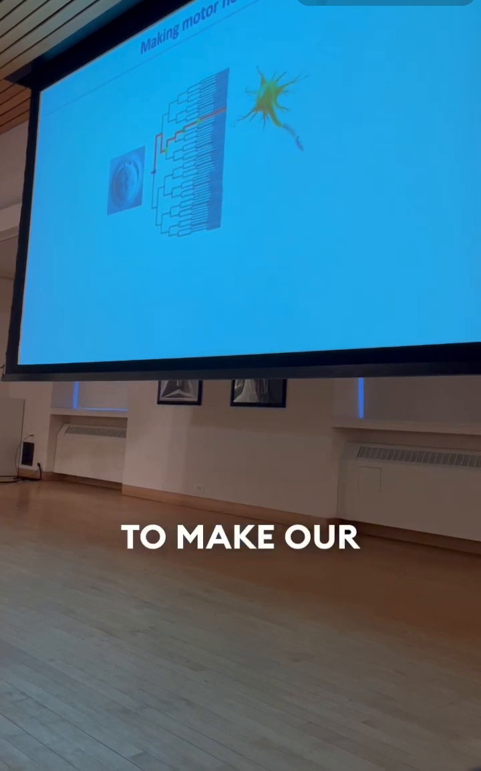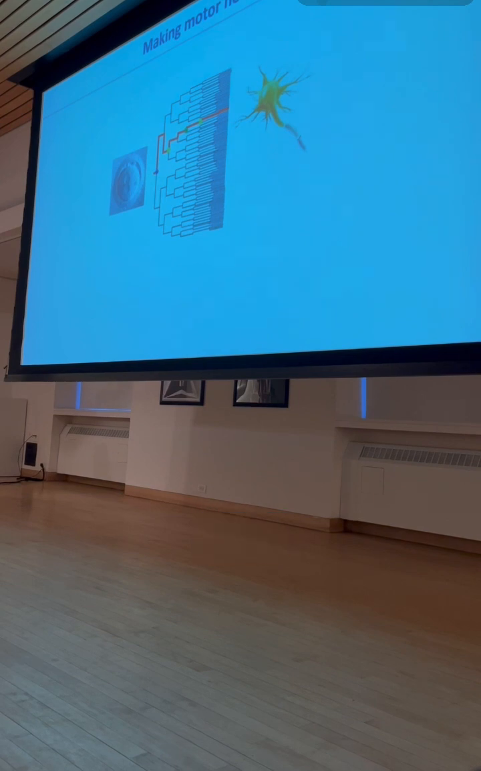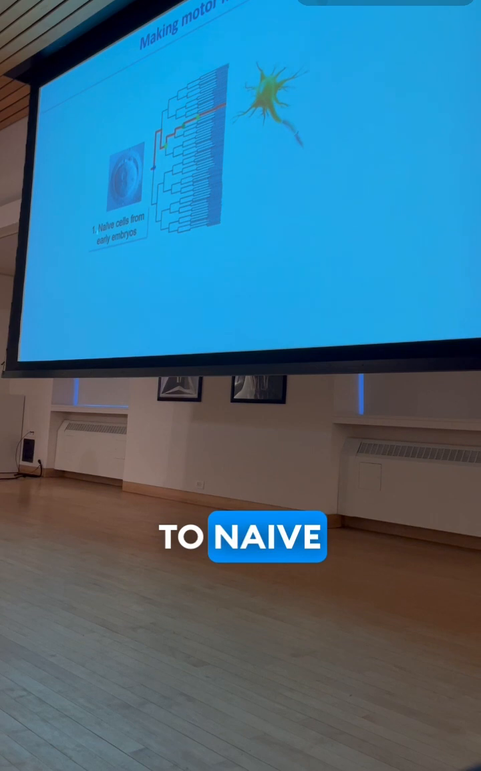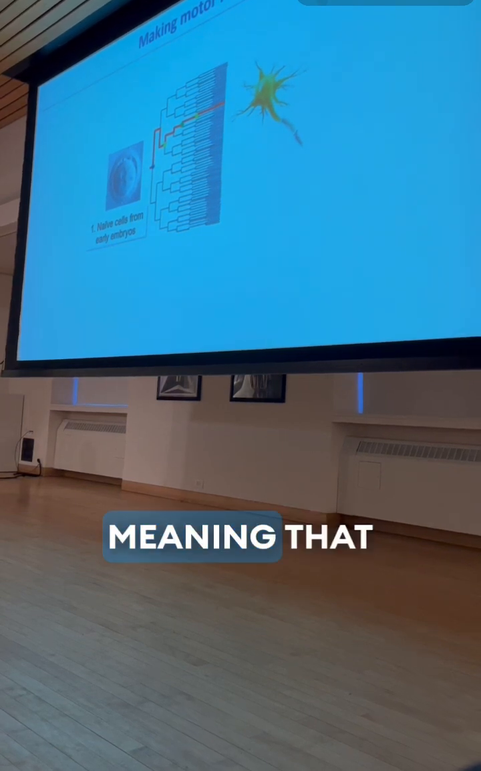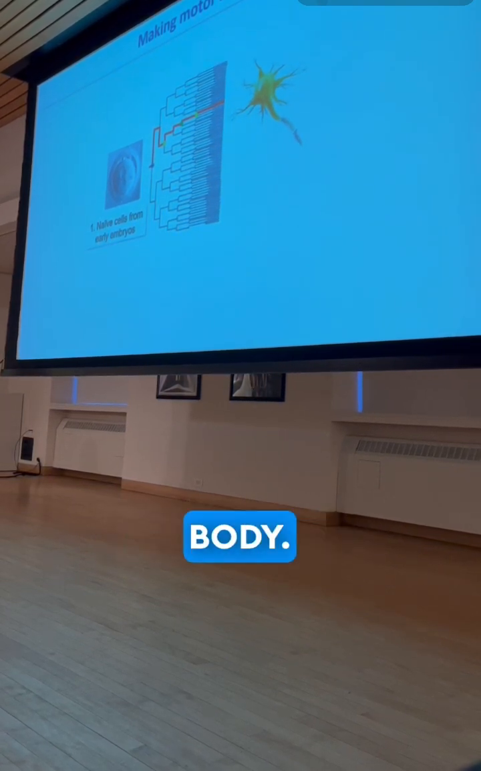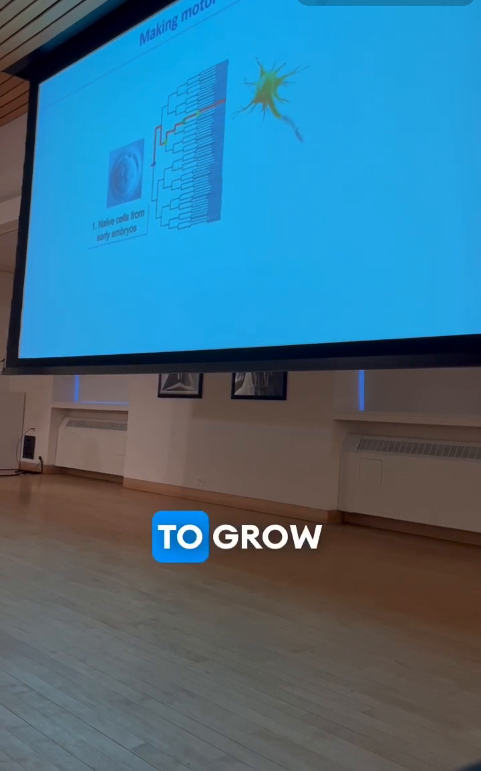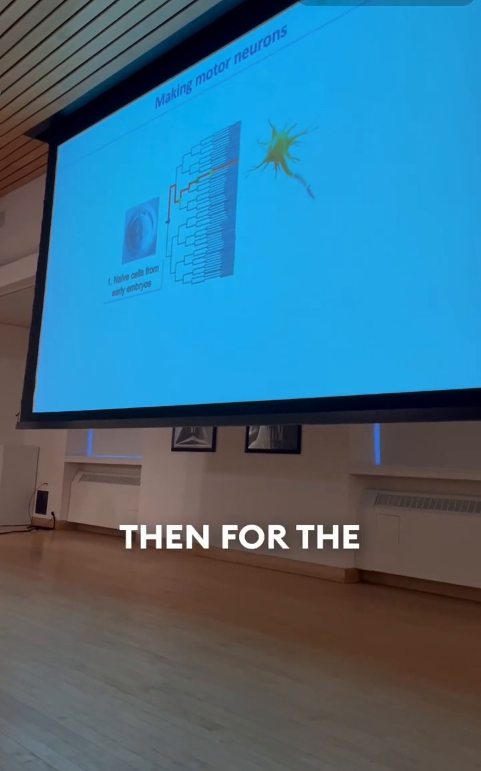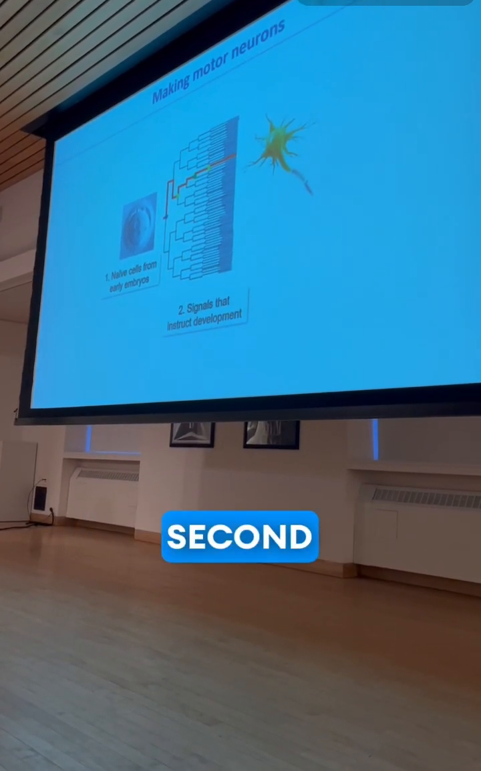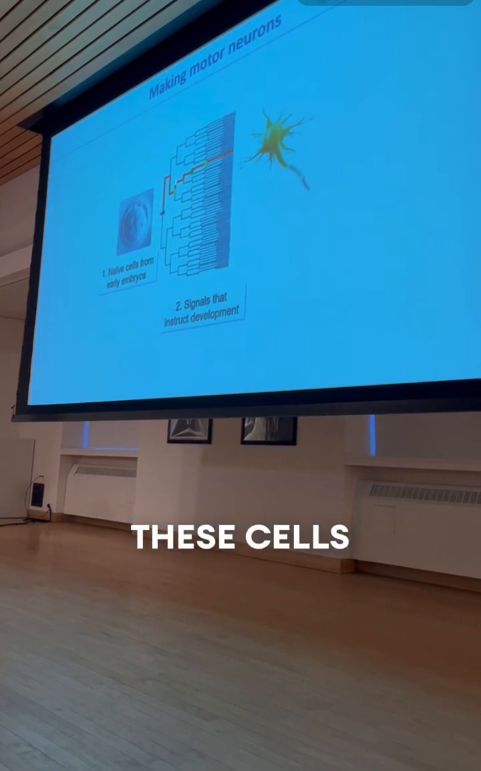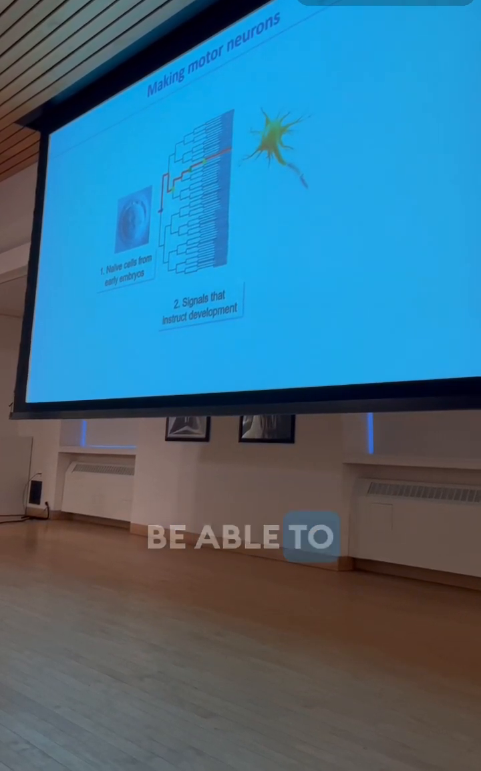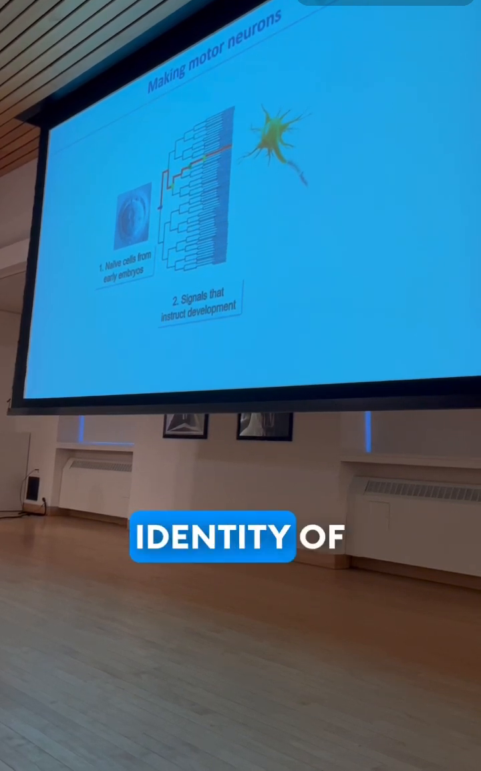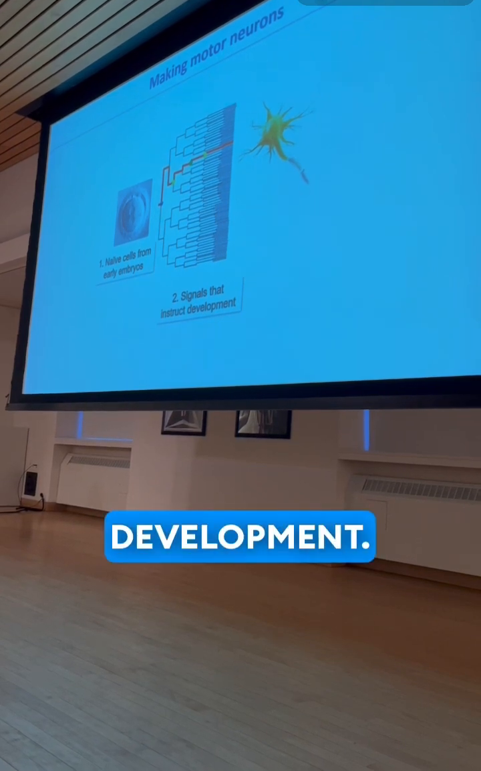So in order to make our own motor neurons, there are two conditions that we need to fulfill. First, we have to have access to naive cells that are pluripotent, meaning that they can give rise to any cell type in our body. So we have to be able to grow these cells and use them then for the differentiation. And then the second problem is that as these cells divide, we have to be able to identify or know what are the signals that instruct the development and cell identity of these cells as they undergo development.